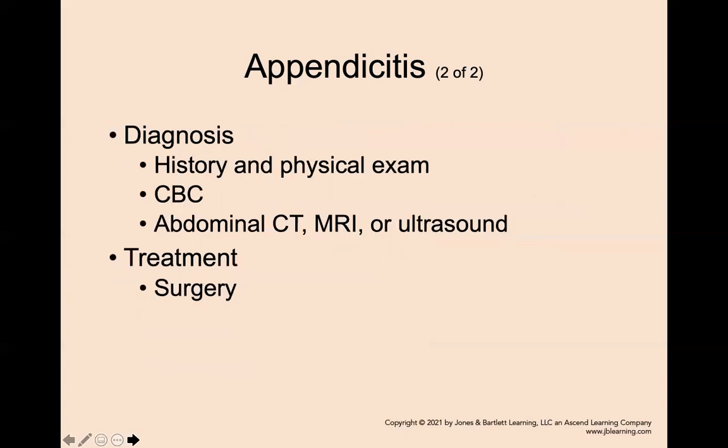Diagnosis is made by history and physical, CBC, an abdominal CAT scan, MRI, and ultrasound. I'm going to alert you because, again, of my own history. I had my appendix out when I was 32 years old, and I had abdominal pain off and on for a couple months, and they would keep telling me that my abdominal CAT scan was normal.